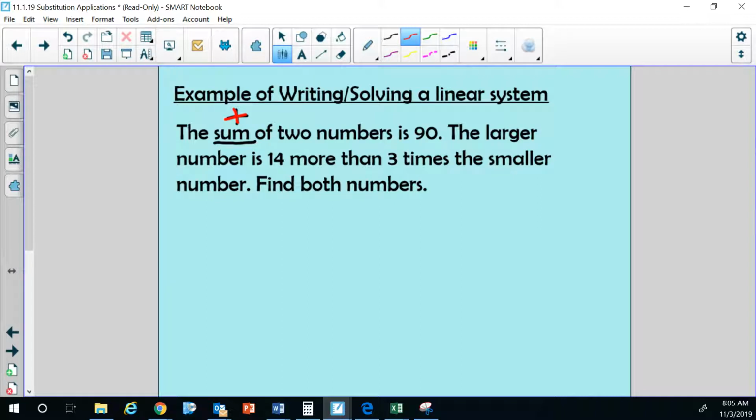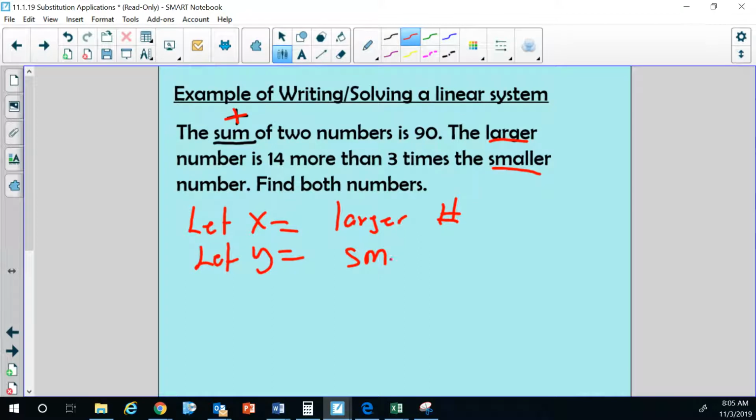The two numbers we don't know. We know one is larger and one is smaller. So let's define our variables. Let x equal the larger number, and let y equal the smaller number. Remember, we have to define the variables. That's what they're asking us to find. What is x and what is y?